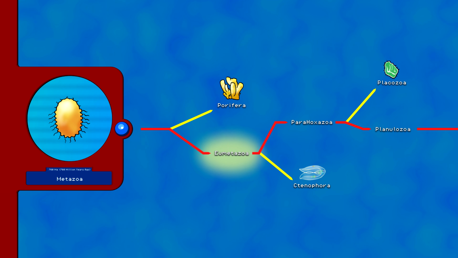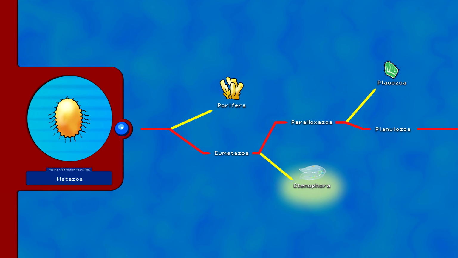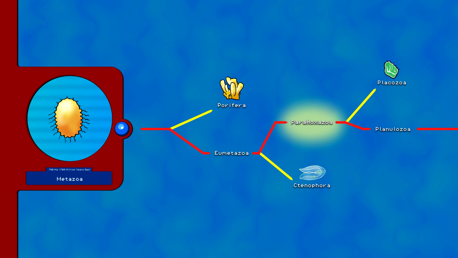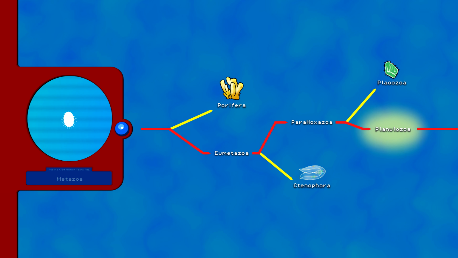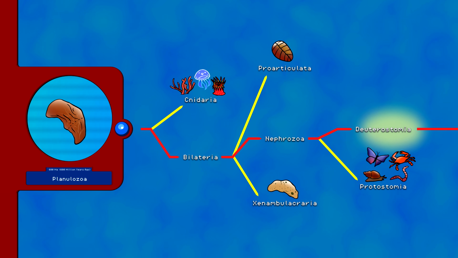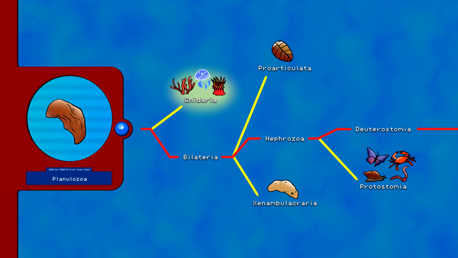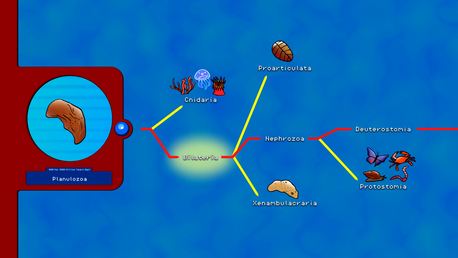Eumetazoa, or the diploblasts, split from Metazoa 700 million years ago, and branching off from Eumetazoa were Ctenophora, the comb jellies. The sister to Ctenophora, Parahoxozoa, split from the diploblasts 680 million years ago, and then branched into Placozoa, which are very simple animals, and Planulozoa. Planulozoa is a really interesting clade because it is at this point that 560 million years ago, a major branch in animals occurred. On one side is Cnidaria, the phylum that includes coral, jellyfish, and sea anemones. The other side is Bilateria, the clade that includes everything else, and is characterized by the feature of bilateral symmetry, for the most part meaning that these animals had a clear front end and a back end.